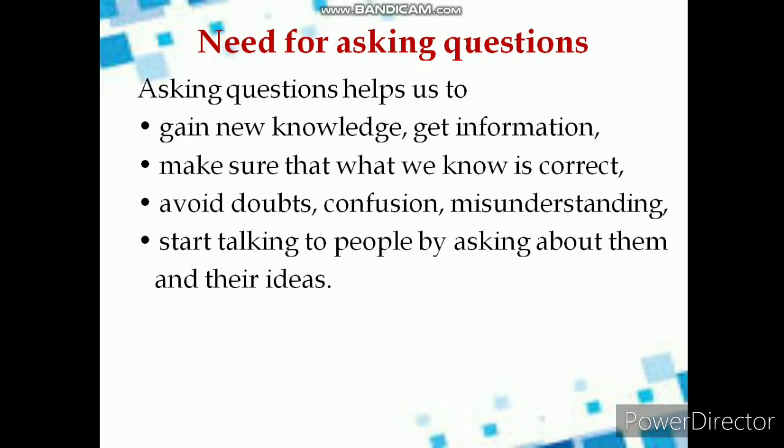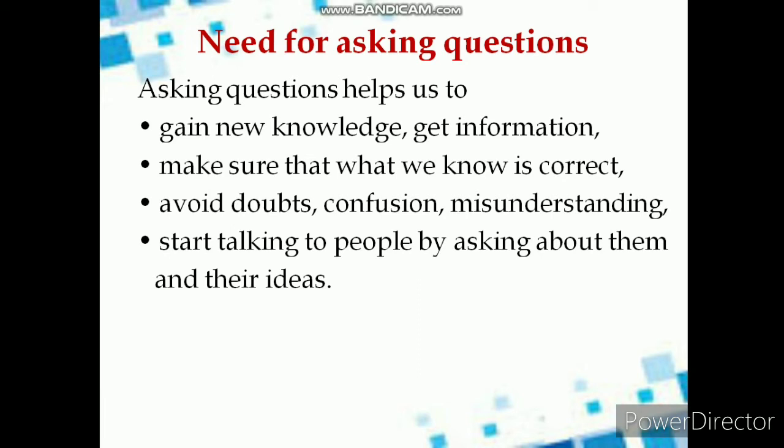Asking questions helps us to gain new knowledge, get information, make sure that what we know is correct, avoid doubts, confusion, and misunderstanding, and start talking to people by asking about them and their ideas.